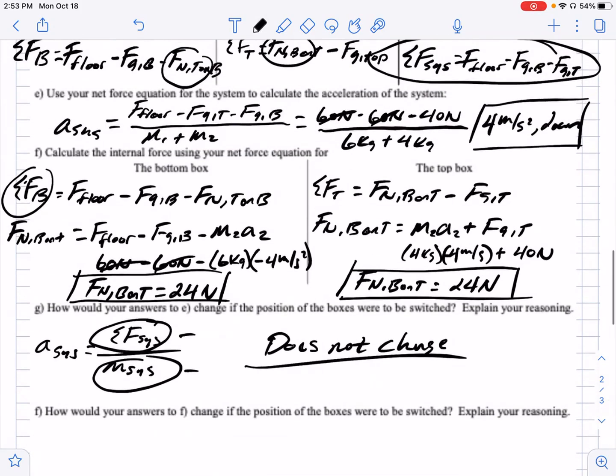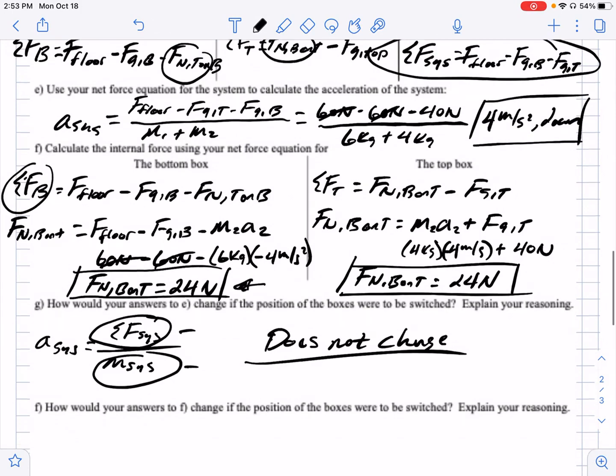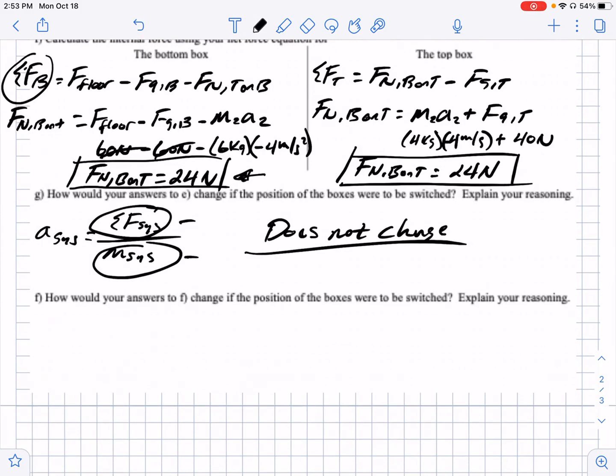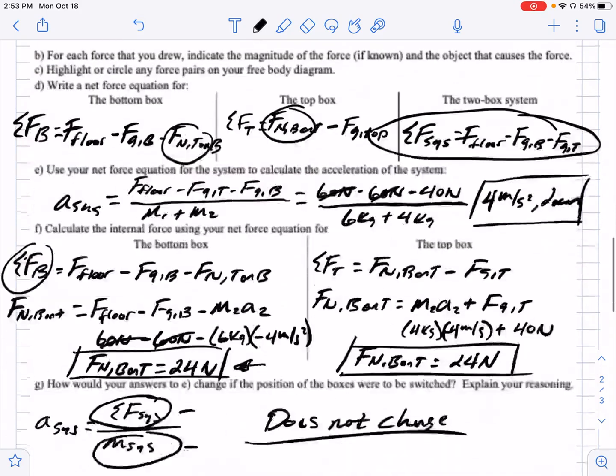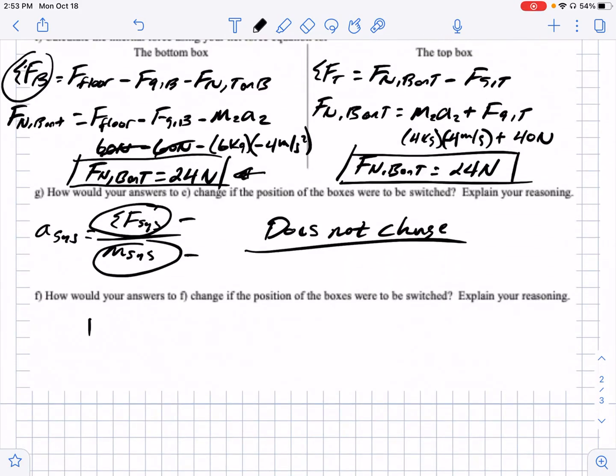Then it asked me, how would your answer to F change? In F, that's where we're calculating that internal force. How does that change whenever you switch the boxes? So we started out again with the heavier one on bottom. We had this small box here, the 4 kilogram, and the 6 kilogram on bottom, but now we're going to flip it. So we're going to put this one on top and this one on bottom. And so what we're looking at is how that internal force would change.